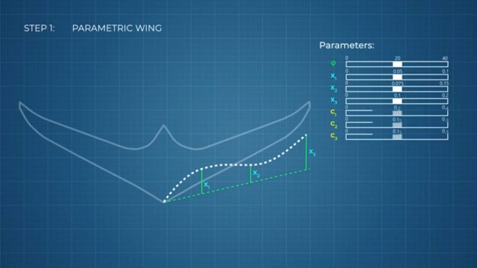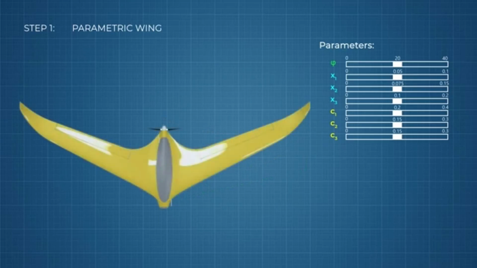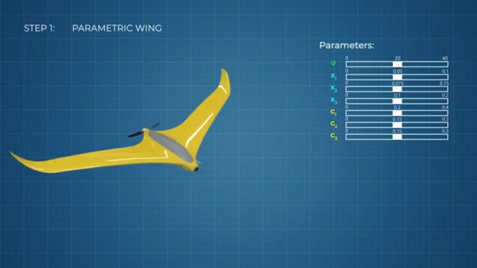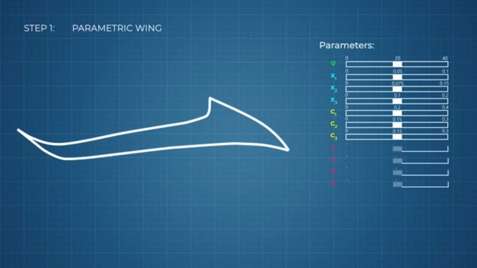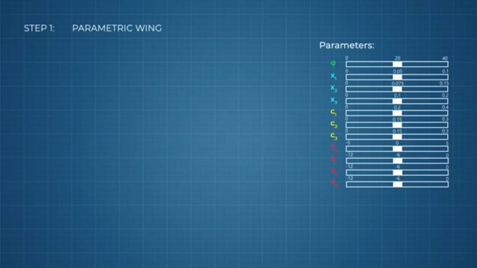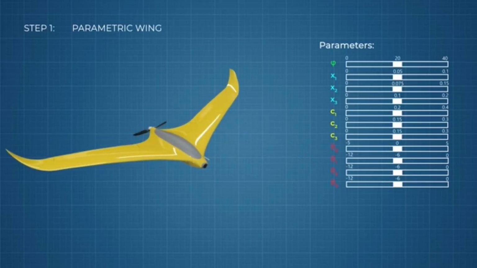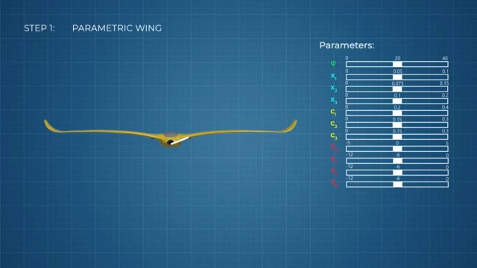Then comes the chord distribution. 3 parameters along the span control how much the chord drops towards the tip, so the wing tapers smoothly and stays easy to build. Regarding twist, which is one of the most critical features in a flying wing, I control it with 4 variables, 1 at the root and 3 more along the span. That lets the wing tune stall behavior and longitudinal trim, and it also has a huge impact on the lift distribution. More on that later. And finally, the feature we focused on in the previous video, dihedral or 3D shaping.